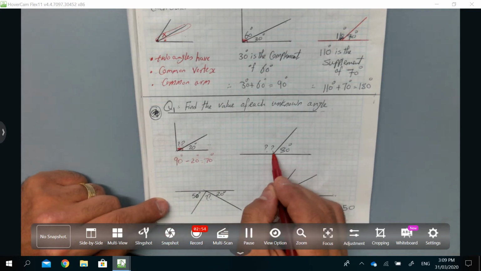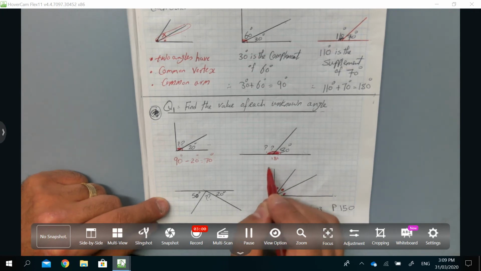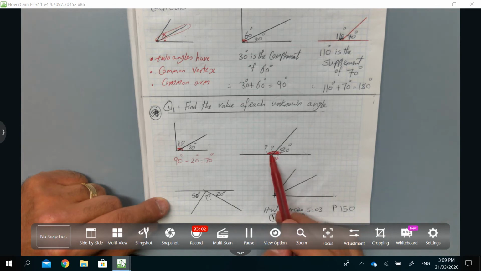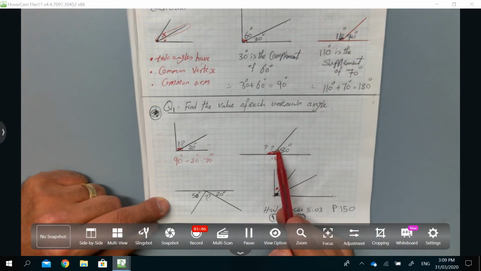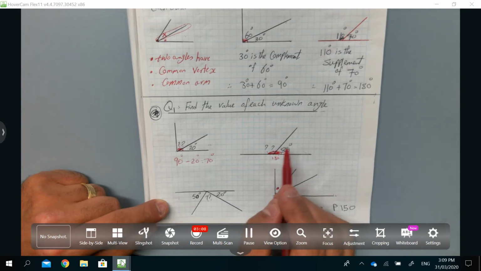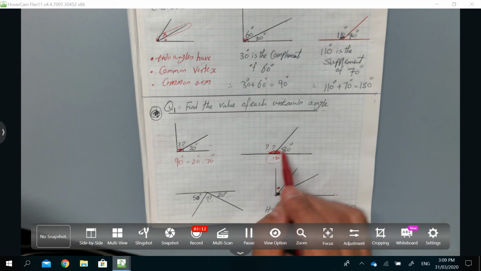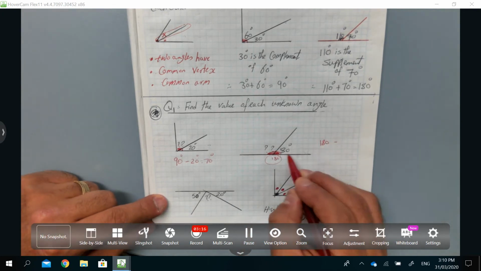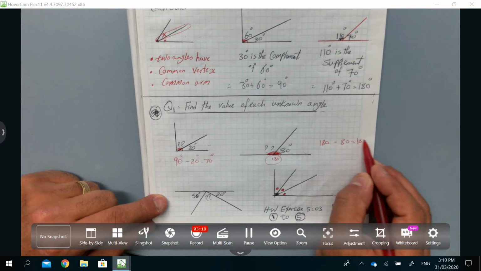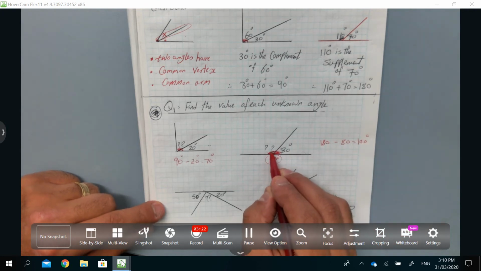How about this one here? We know this angle is a straight angle, which is 180 degrees. And as you know, we name these supplementary angles. Why supplementary here? Because the total of the two angles is 180, we name it supplementary angles. So we say 180 minus 80 equals 100 degrees. Therefore, this missing angle is 100 degrees.